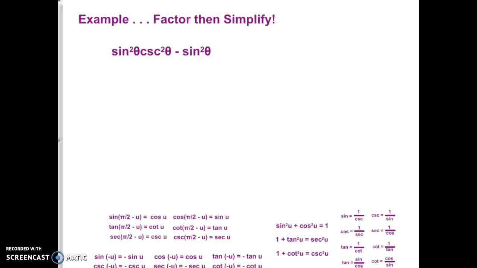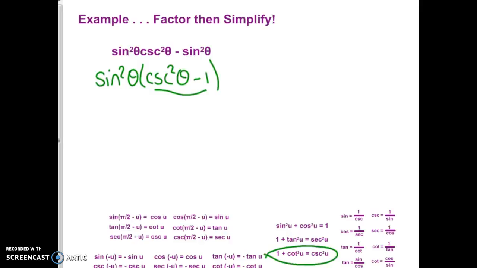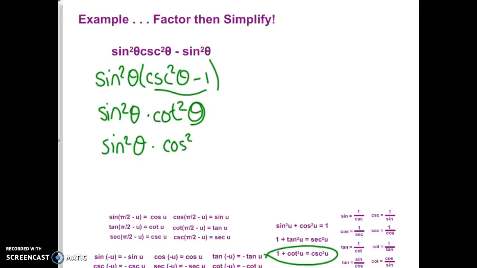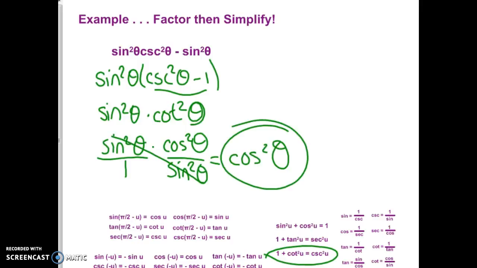So sometimes, though, we can factor to simplify. So first I'm going to factor. So I'm going to pull out my GCF, which happens to be sine squared. And then this looks like a Pythag identity. I'm going to rearrange this Pythag identity, and that gets me cotangent squared theta. So this would be sine squared times cotangent squared theta. I'm going to change cotangent squared into cosine squared theta over sine squared theta. Stick this over 1, cancels. This simplifies to cosine squared theta.